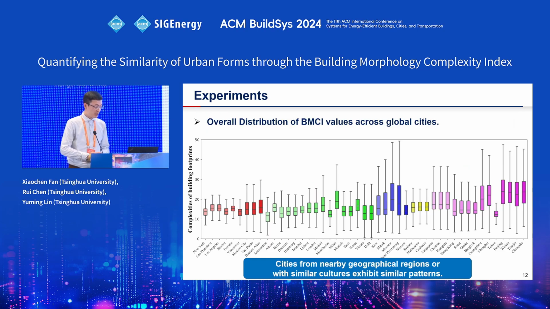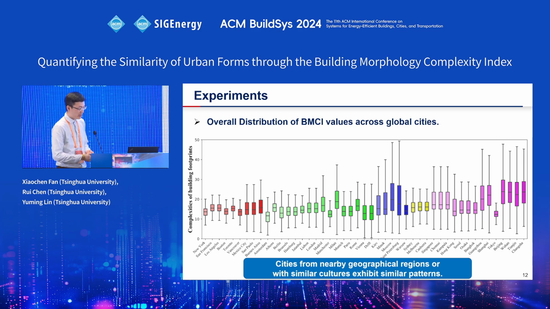So the first results we show here are the variation of BMCI values of building footprints across different cities. We can find that cities from nearby geographic regions, or cities with similar cultural backgrounds, typically exhibit similar patterns in terms of the value range of the complexities.